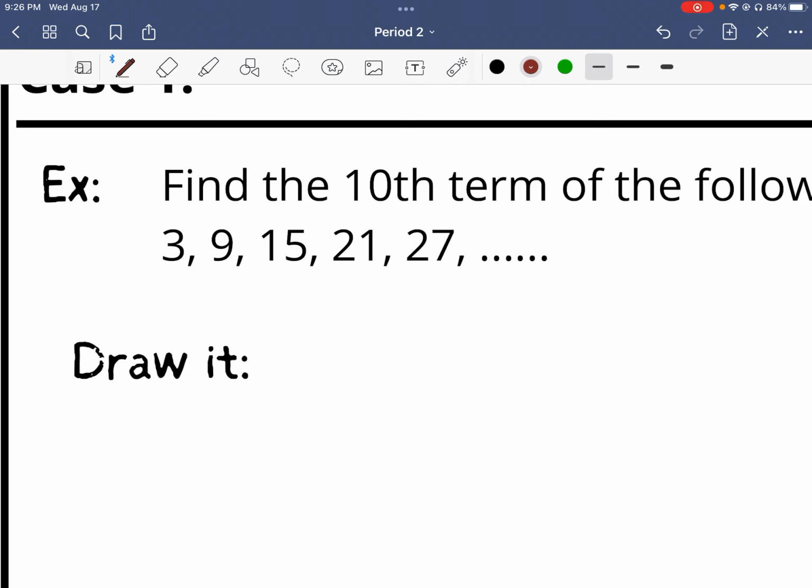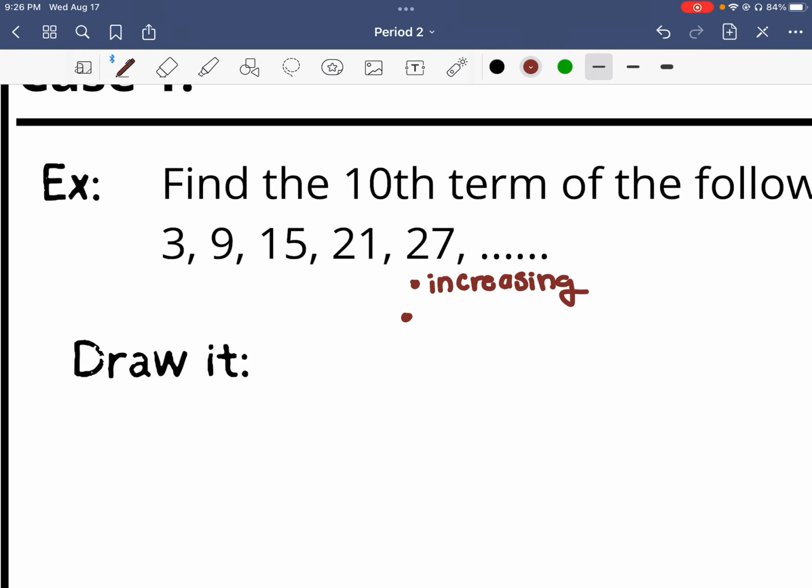If we look at these numbers, we see that they are increasing. But how much are they increasing by? Well, let's look. From 3 to 9, we do plus 6. From 9 to 15, we do plus 6. And 15 to 21 plus 6. So it looks like it is increasing by 6.